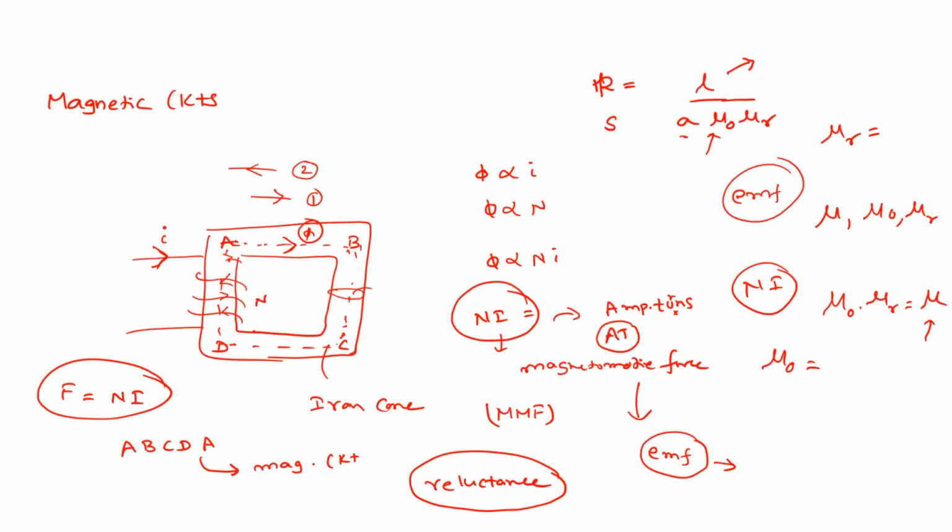4.2 10 power minus 7. 4 pi into 10 to the power of minus 7. What is its units? Henry per meter, right? Its units are Henry per meter.